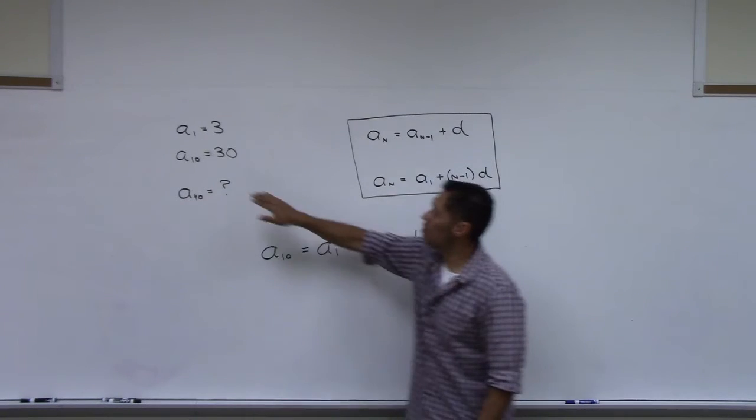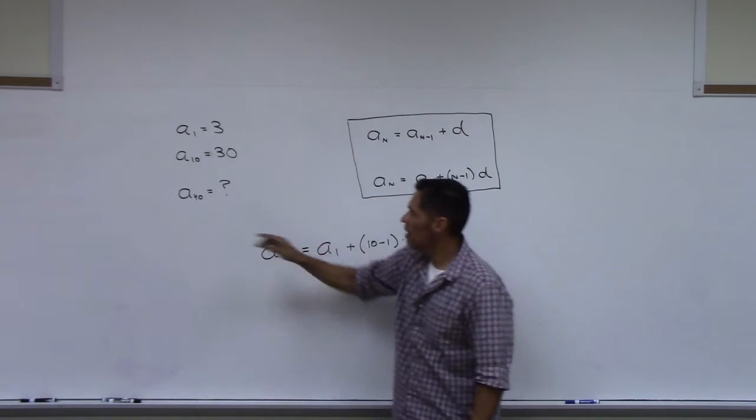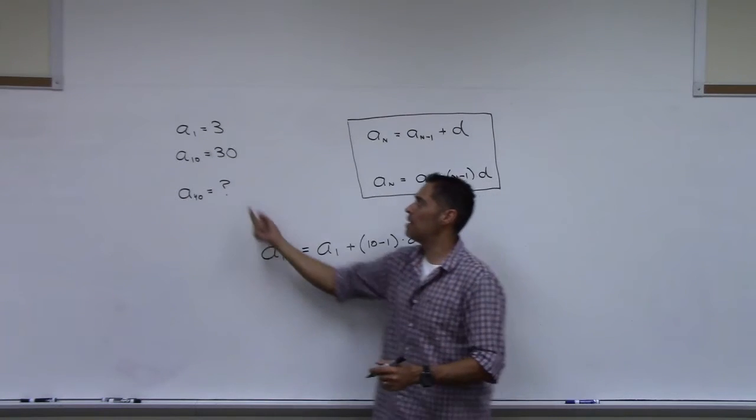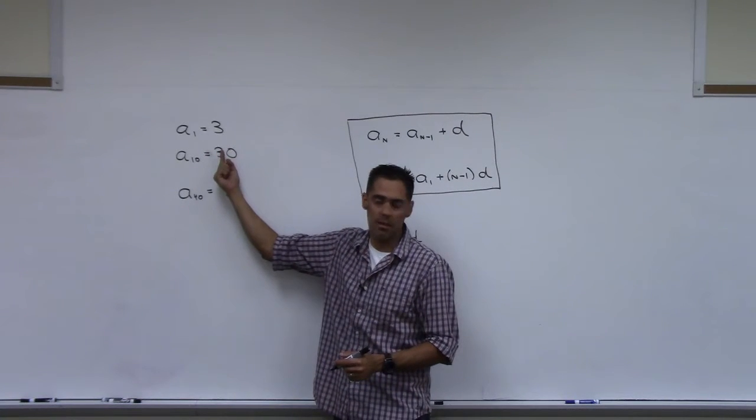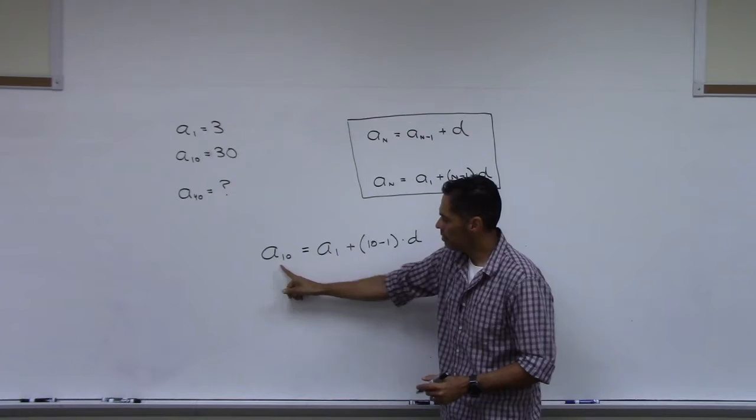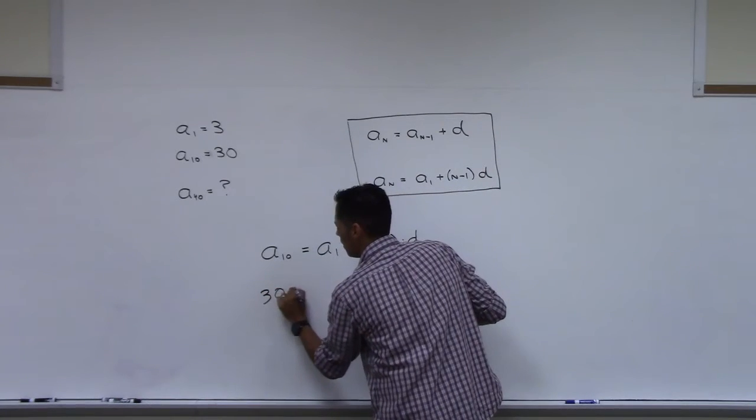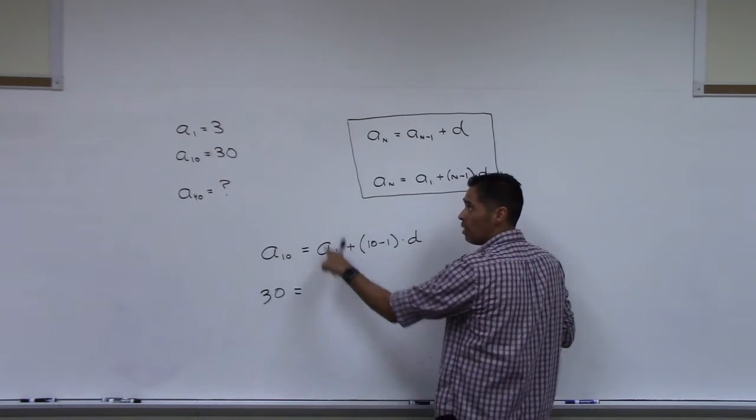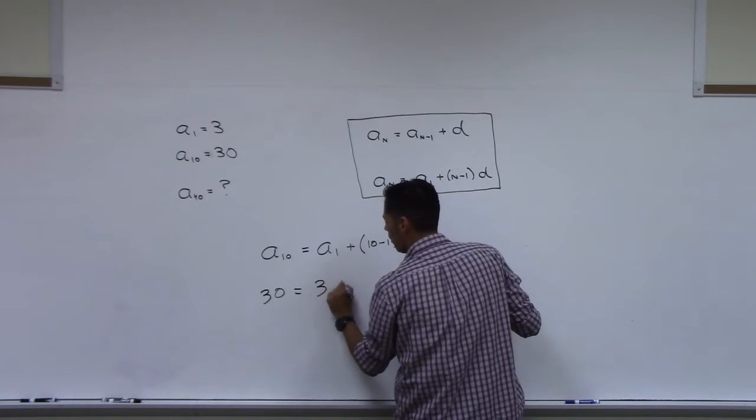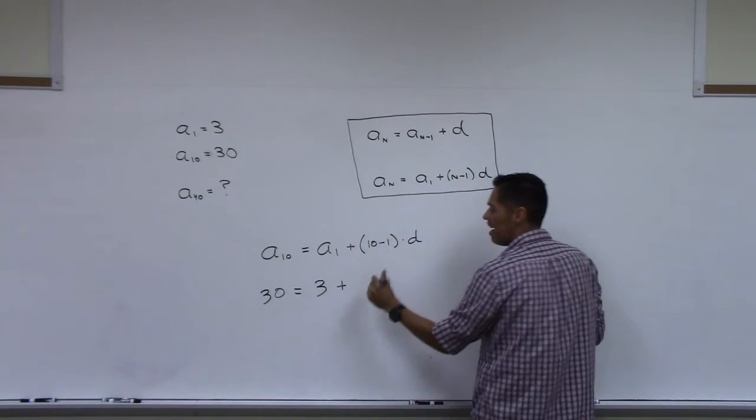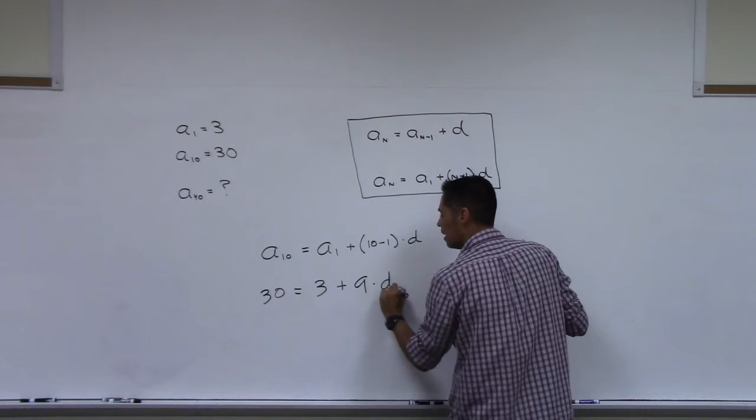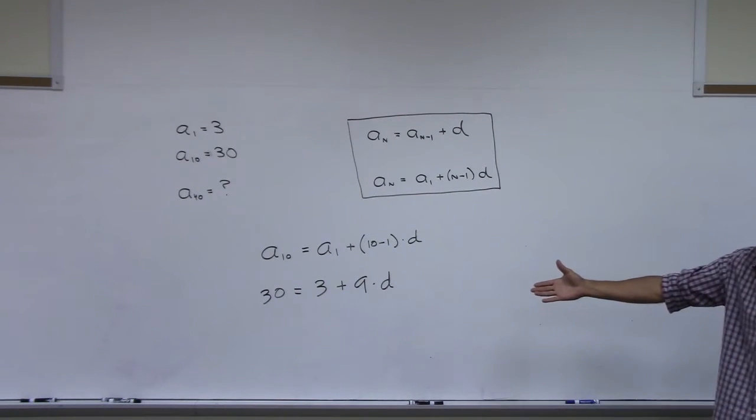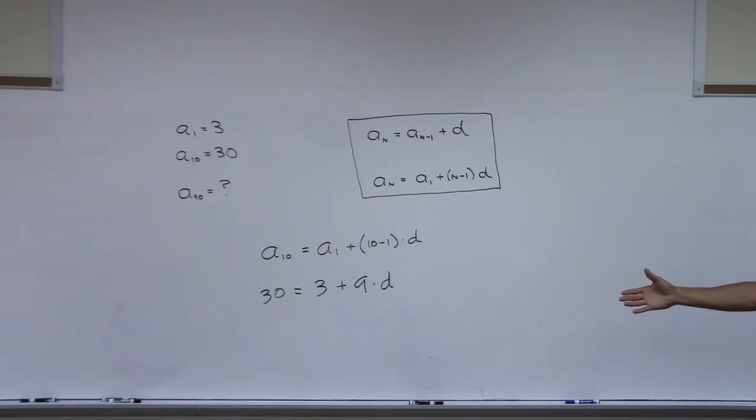Using this formula and this piece of information right here, I know a sub 10 is this. I actually haven't used it yet. I'm doing a sub 10 because I know something about a sub 10. So what is a sub 10? 30. So this is 30. This must equal a sub 1, which is 3, plus 10 minus 1 is 9 times d. And now you have a nice little linear equation in d. You can solve that for d, can't you?